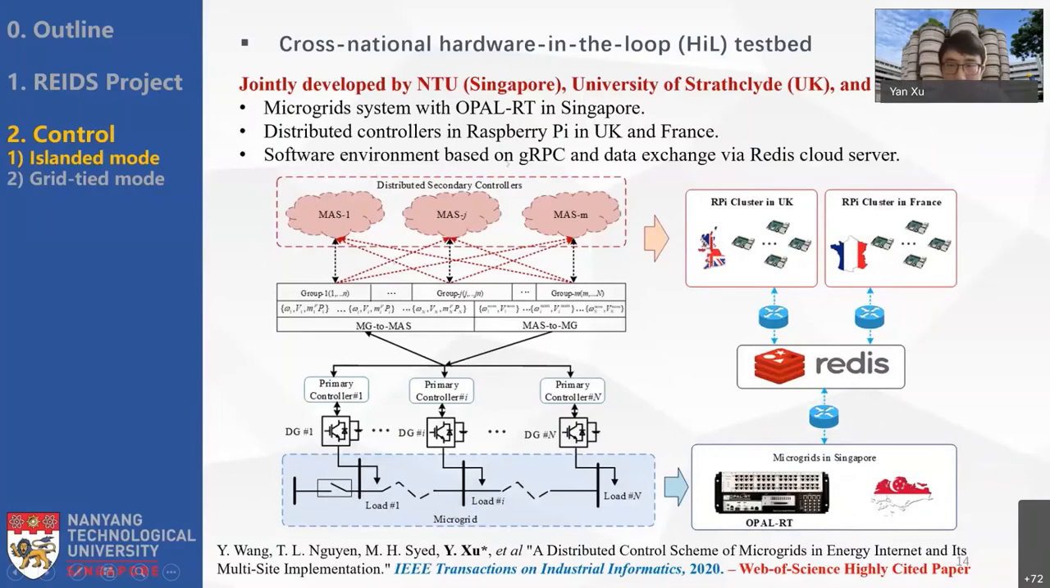a cloud-based hardware-in-the-loop platform to test and verify these distributed controllers. So here I'm introducing a so-called cross-national HIL test bed, which is a collaboration between our university and the University of Strathclyde in the UK and the University of Grenoble in France. So in this platform, we are deploying two sets of controllers, respectively in the UK and France, implemented in Raspberry Pi microcontrollers. And through the Redis cloud server, these two sets of controllers can control the microgrid model in Singapore. And this microgrid is simulated in the real-time simulator.